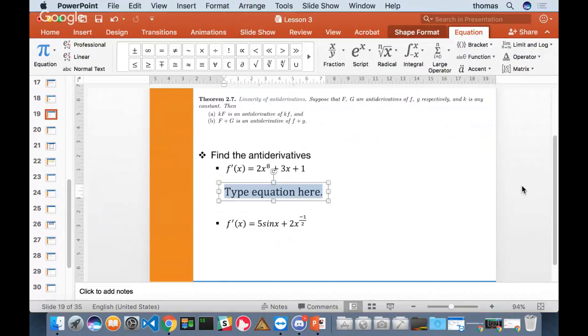All right, so I want to find the original function F. So I want to find F of x. That's the first thing I write down. I write down F of x.